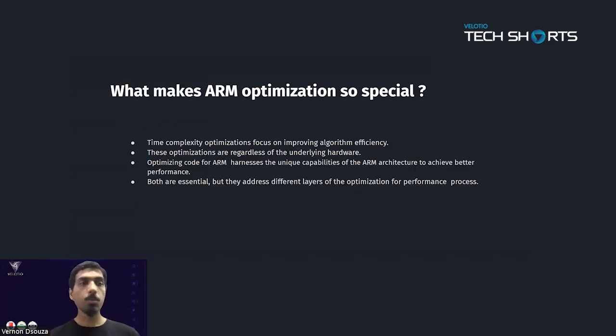Now let's understand what makes ARM optimization so special. We usually focus on optimizing algorithms by reducing their time complexity. This technique improves performance irrespective of the underlying architecture. When we optimize for ARM, we harness unique capabilities of the ARM architecture to achieve better performance.